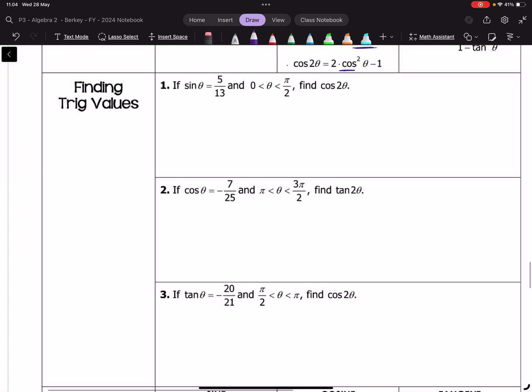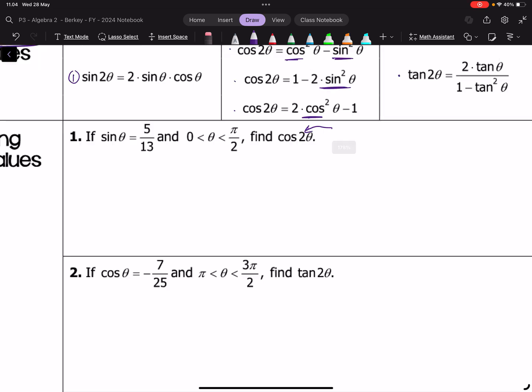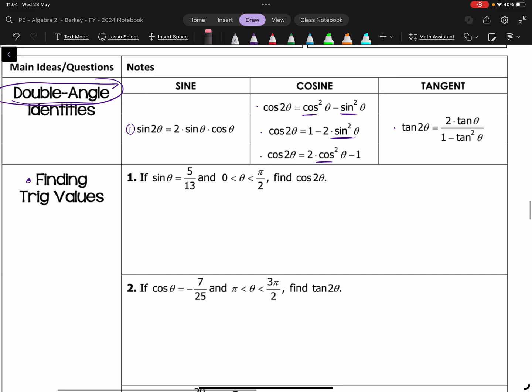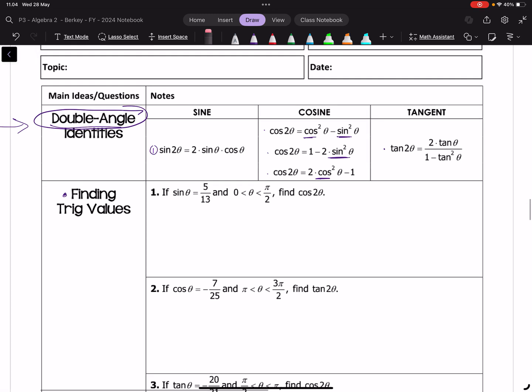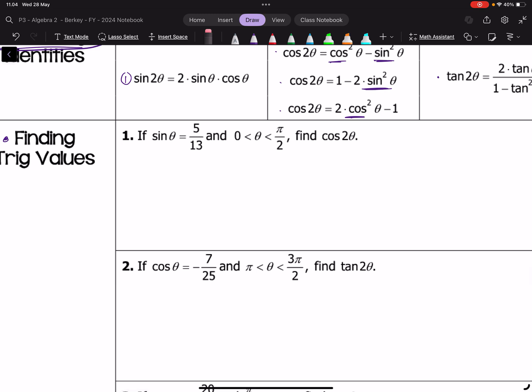Let's look at number 1. Here in number 1, we are finding trig values. It says if sine of theta is equal to 5 over 13, and theta is from 0 to pi over 2, find cosine 2 theta. Let's say that we weren't learning this today. You'd have to be able to pick out this double angle and say, that's a double angle, so an alarm should be going off: I need to think about double angle identities. Right now it's easy because we're learning it in this lesson. In a few lessons, or when we review, it won't be as easy because it will be in the mix with other different questions.